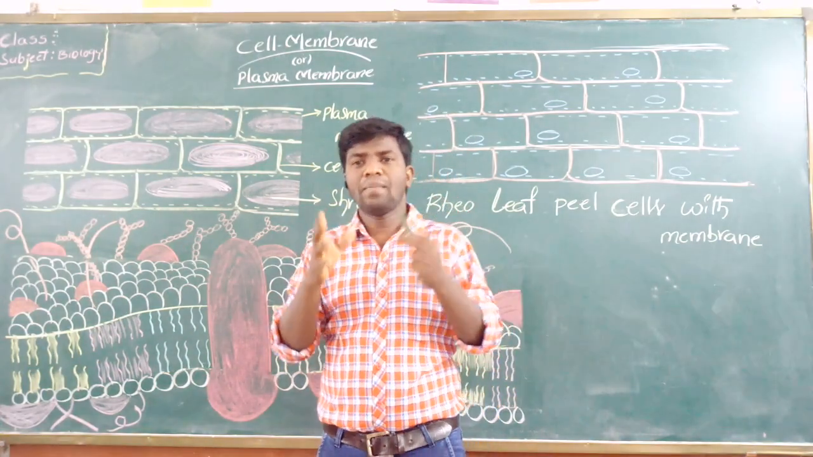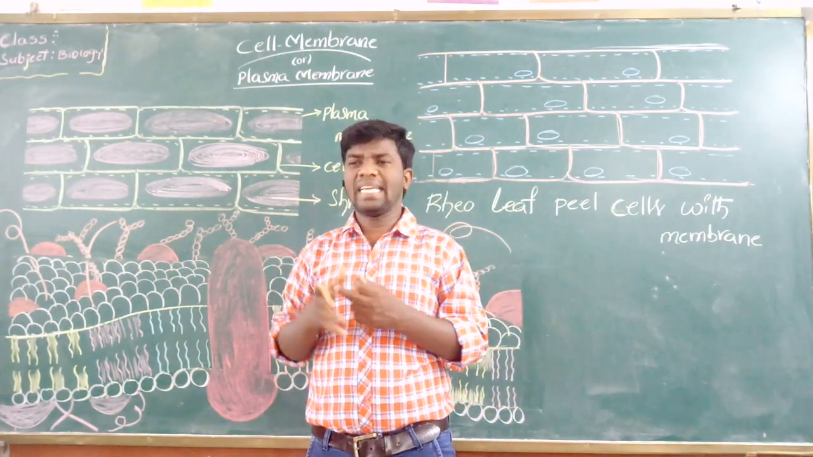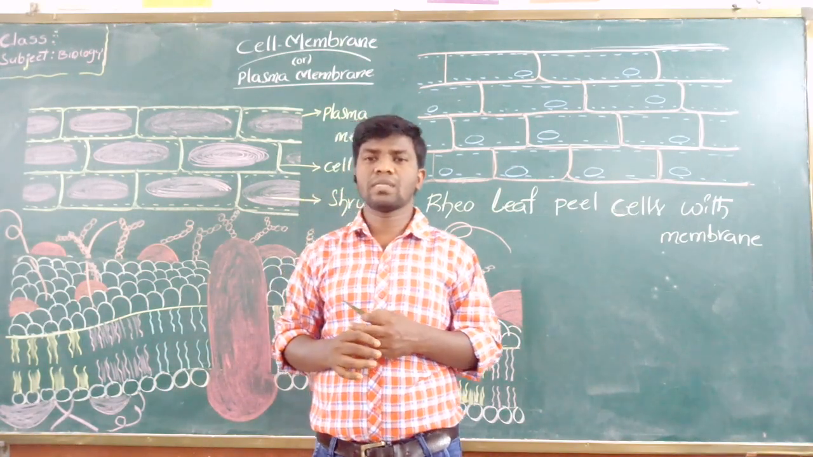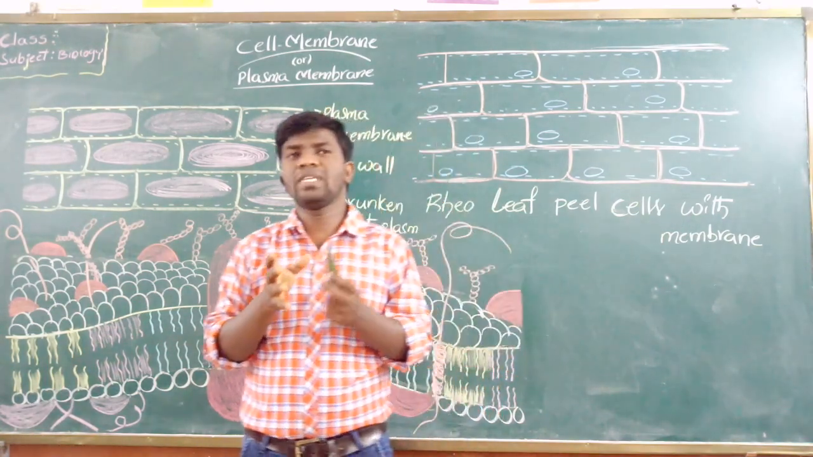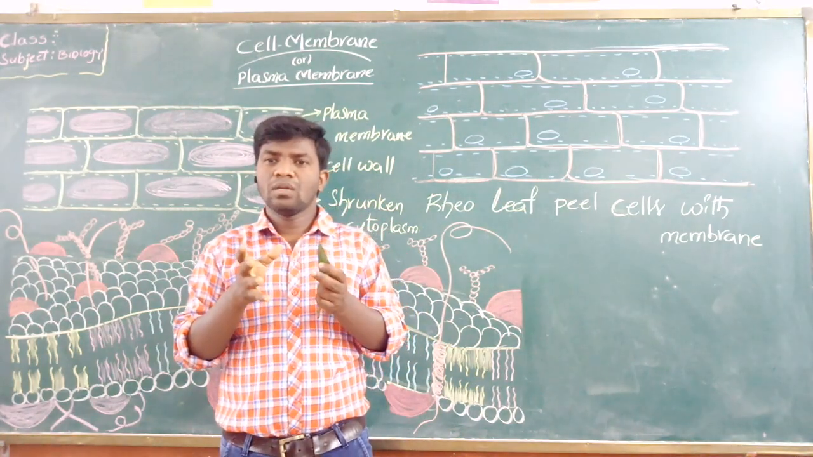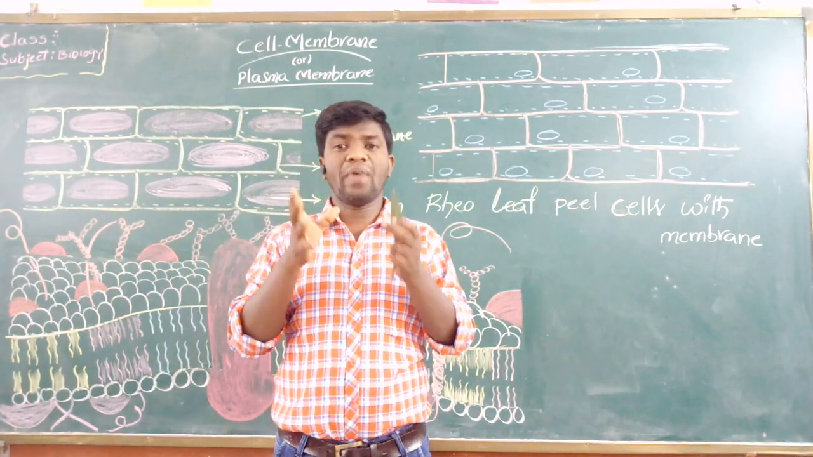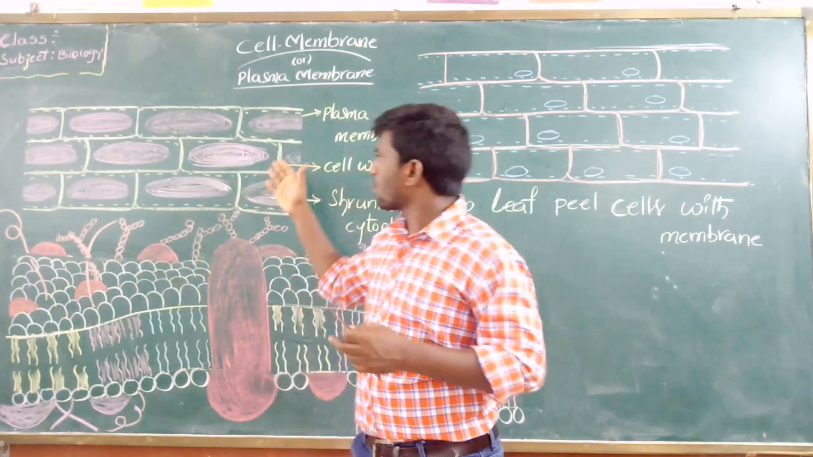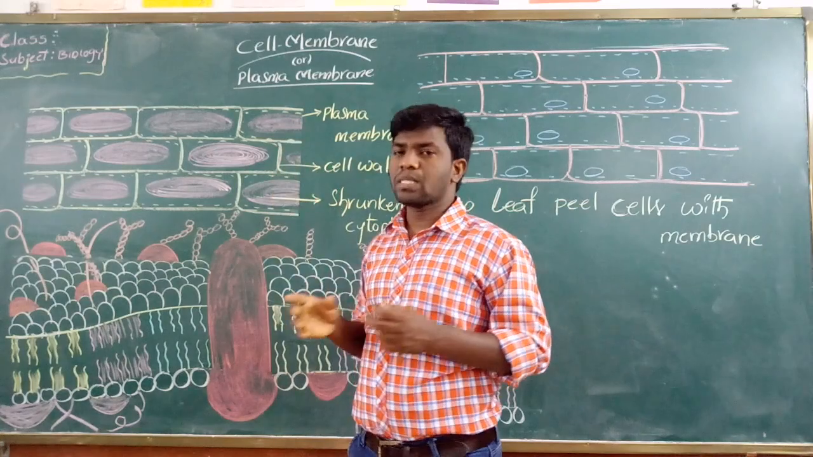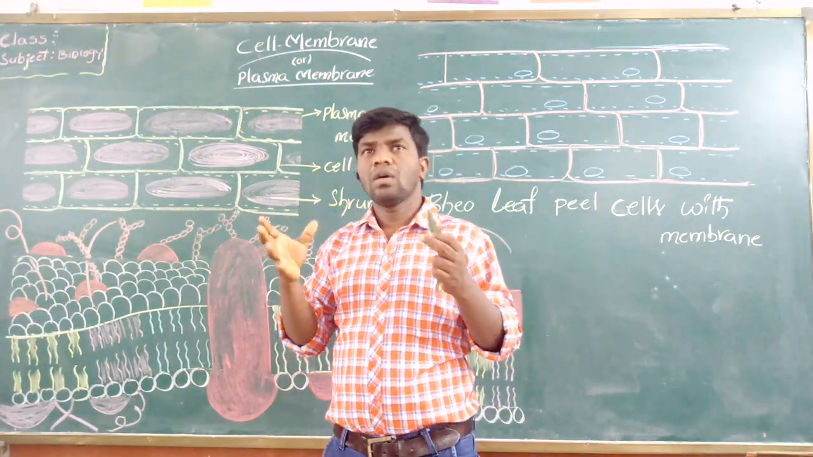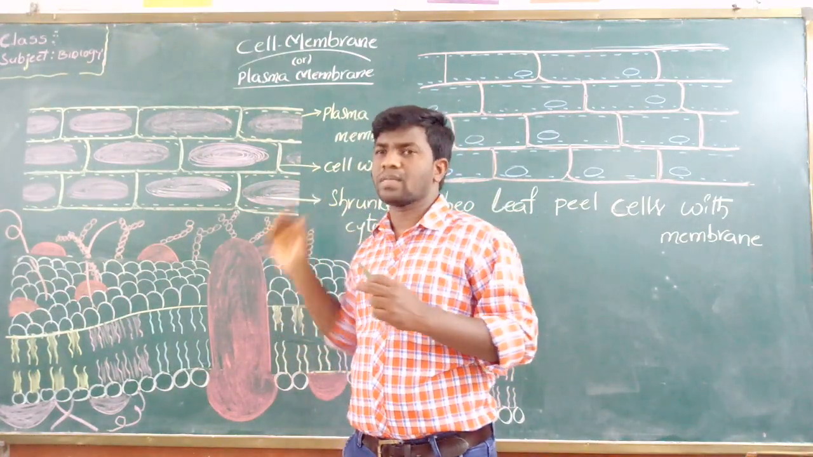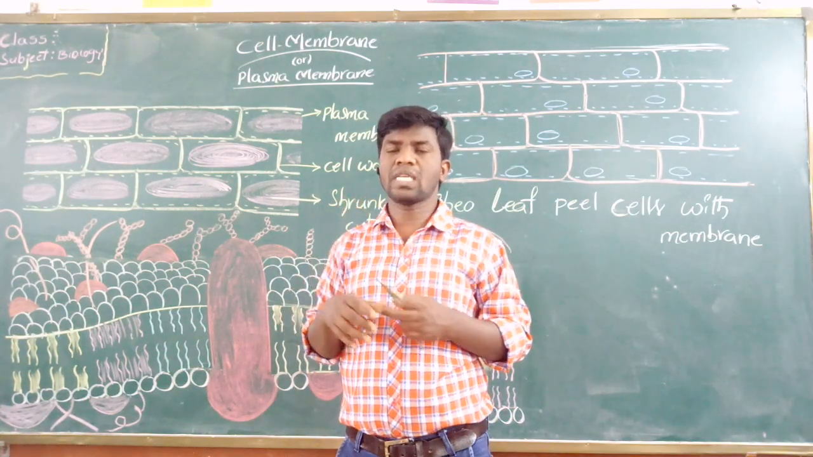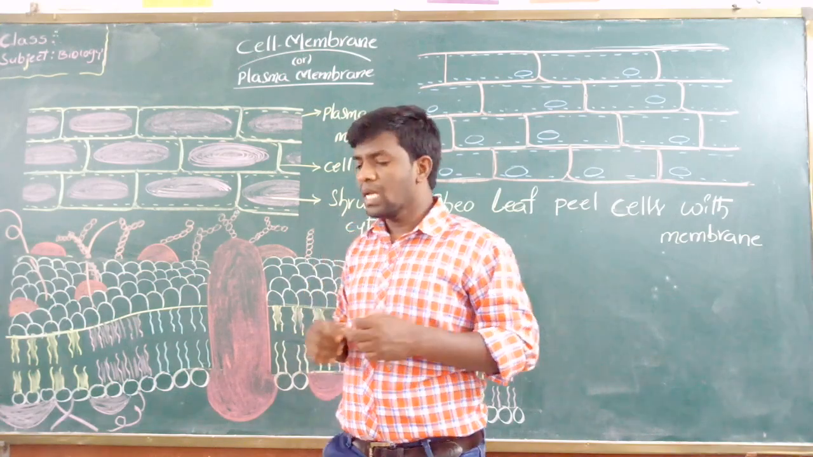The cell membrane plays a very crucial role: it allows only particular substances. The uniqueness of the plasma membrane lies in the fact that it does not allow unwanted substances through. The plasma membrane will allow only some particular substances through. That's what we call a semi-permeable membrane.